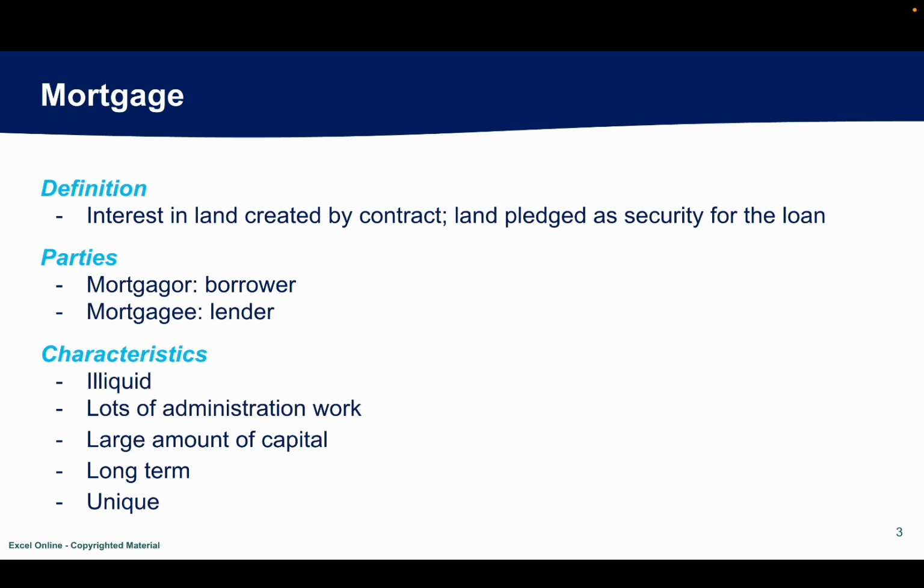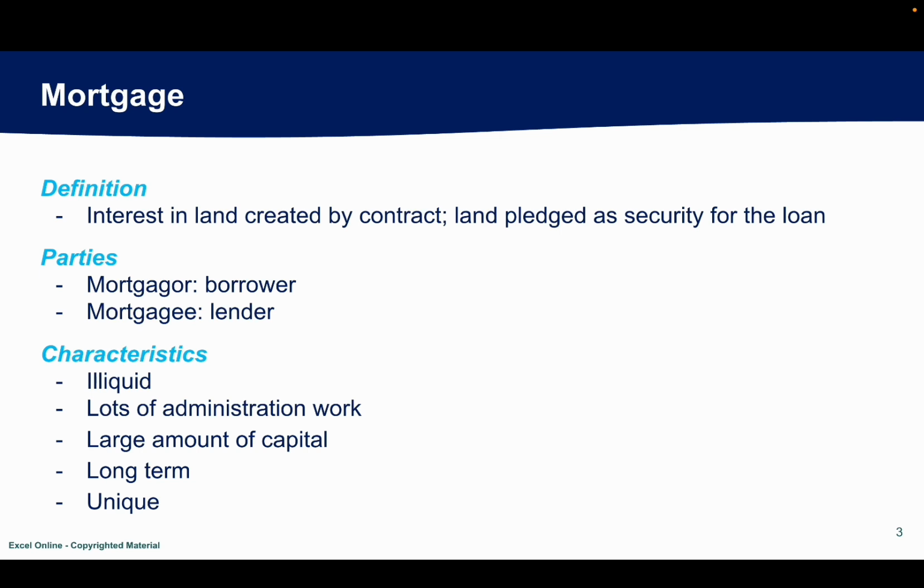So in this course, we are going to focus a lot on mortgages. Simply, a mortgage is when someone borrows money to buy property. The property is pledged as security for the loan. If the borrower cannot pay back the mortgage, the money owed can be received by seizing the property. The definition we're going to use is: a mortgage is an interest in a property created by a contract.